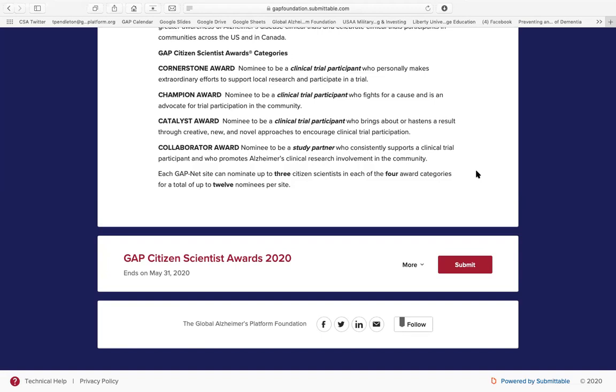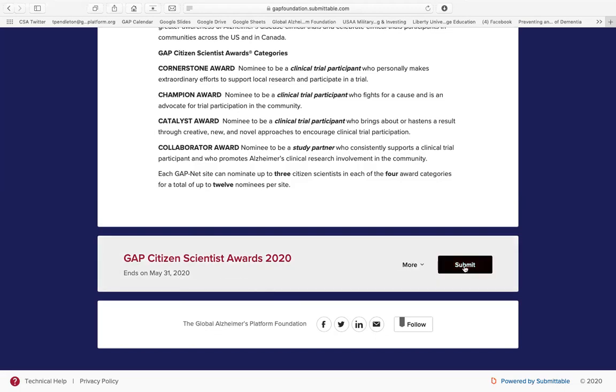Each GAP site can nominate up to 3 citizen scientists in each of the 4 award categories, for a total number of 12 nominees per site. Once you have read that information and refamiliarized yourself with all of the categories, go down here to the GAP Citizen Scientist Awards 2020, and this date will change to June 30, 2020.